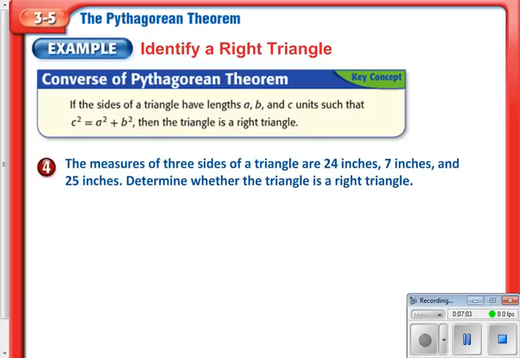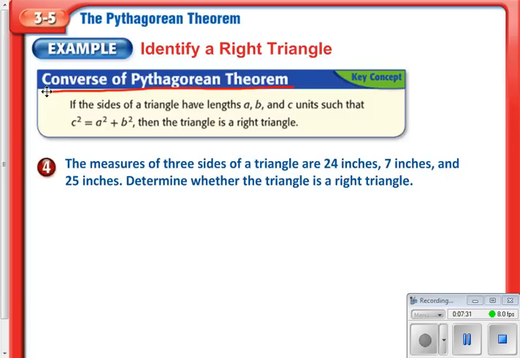Next couple examples, we're actually given 3 side lengths, and we have to determine, is it a right triangle? So we're going to use the converse of the Pythagorean theorem. Now the Pythagorean theorem states that a squared plus b squared equals c squared. When we use that equation, we already know from the pictures or from the information that we are given that we are dealing with a right angle. So we need to determine, if we have 3 side lengths, if it is a right triangle or not.